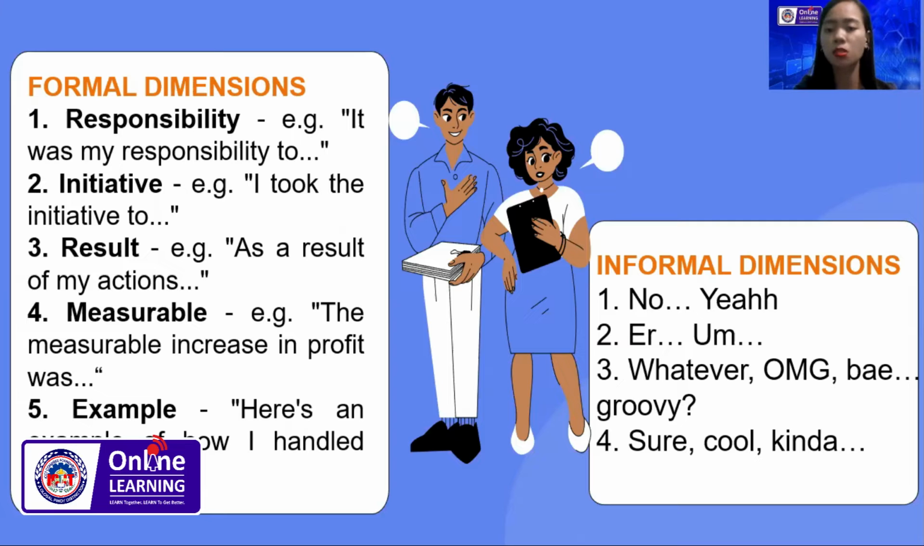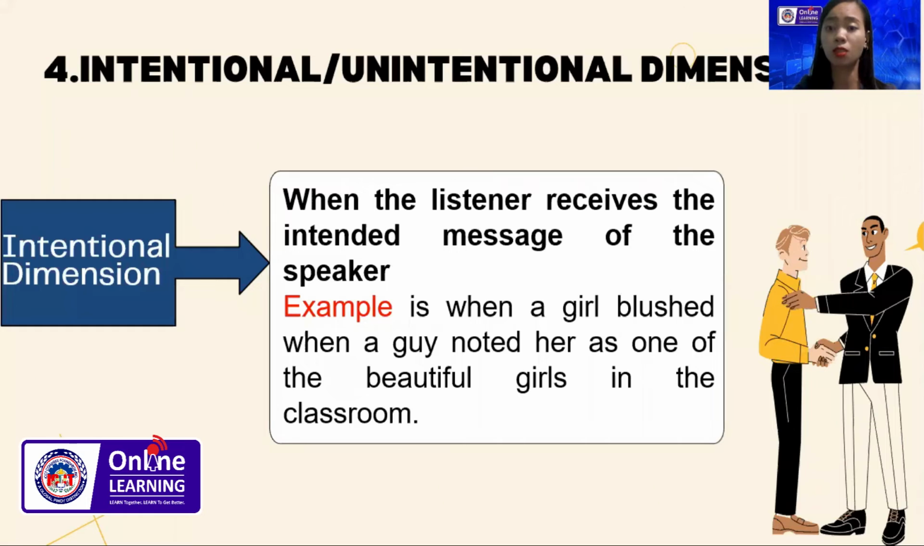So these examples that we have for formal dimensions are the usual words that we can use for a formal setup whenever we are going to communicate with people, okay? And on the other hand, when it comes to informal dimensions, these are the following examples. So we have no, yeah, whatever, OMG, groovy, sure, that's cool, and kinda, okay? Now, let's move forward.